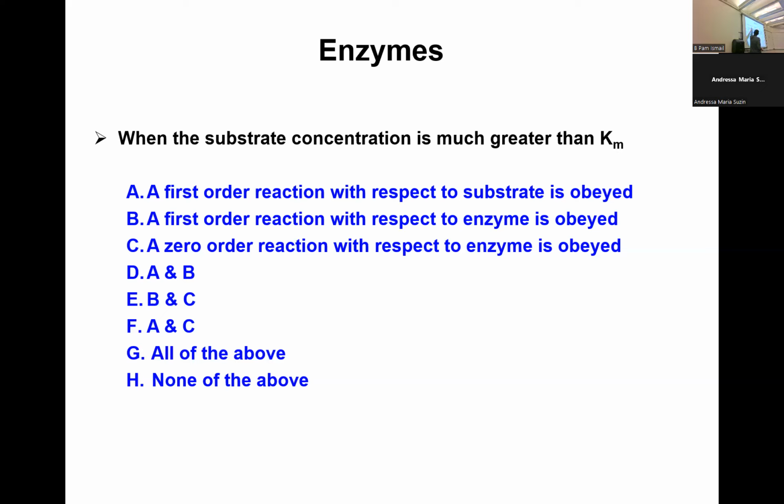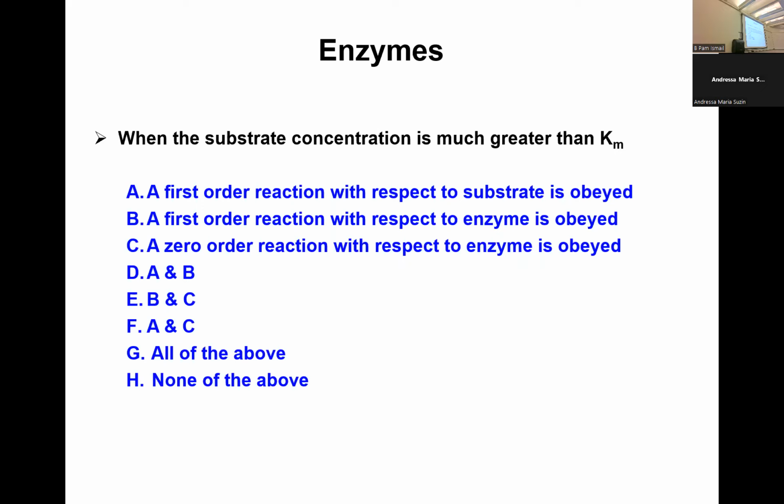If the substrate concentration is much greater than Km, which of these is correct? You have a very high concentration of substrate, above Km by a lot. Which of these is correct? Is it B? You're guessing at this point. A. Hang on. You think B?